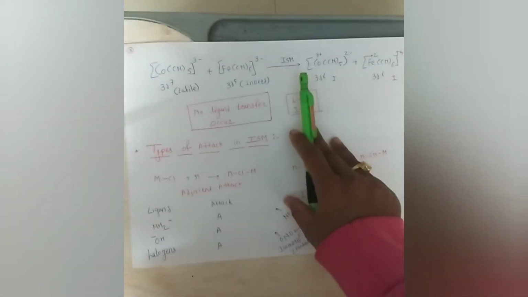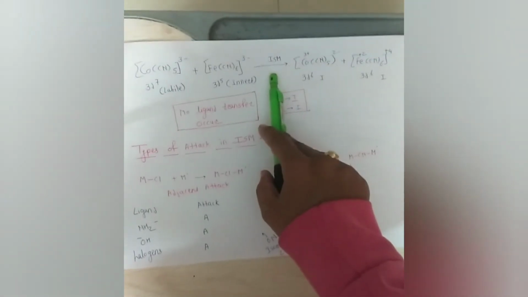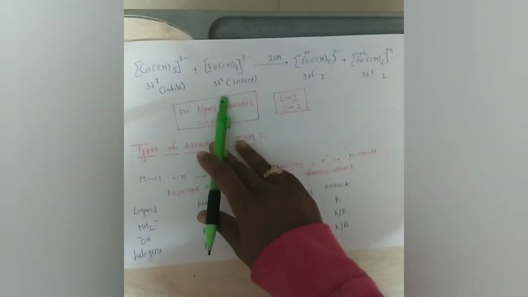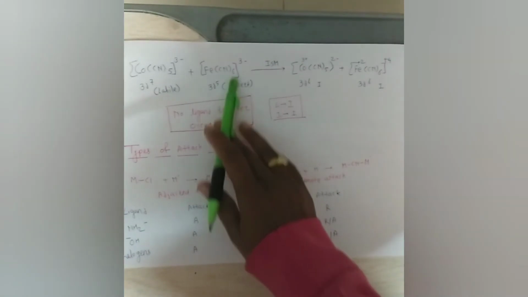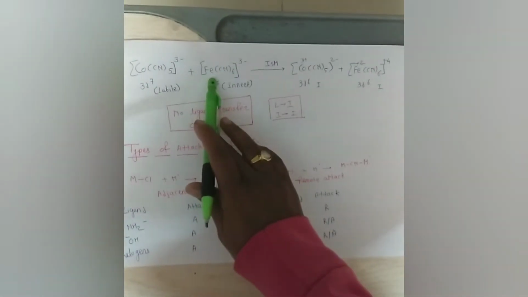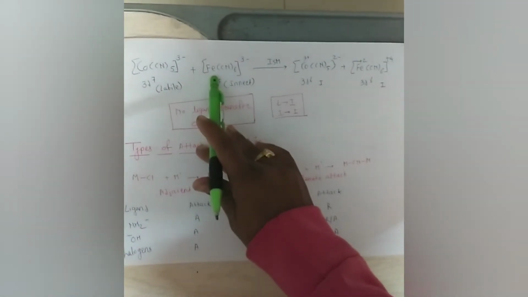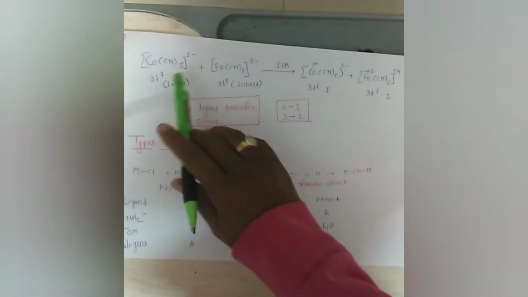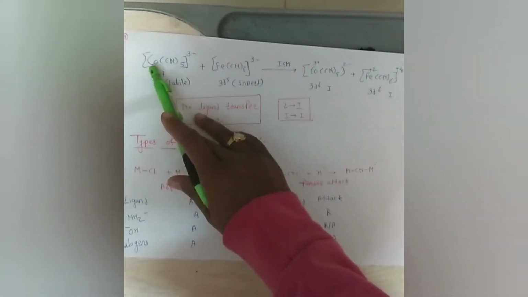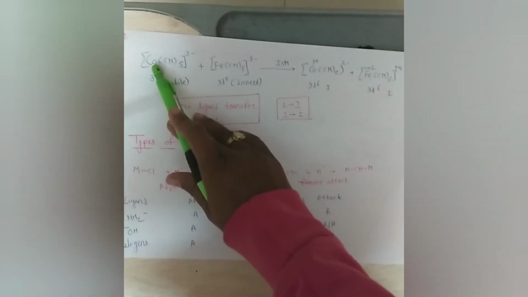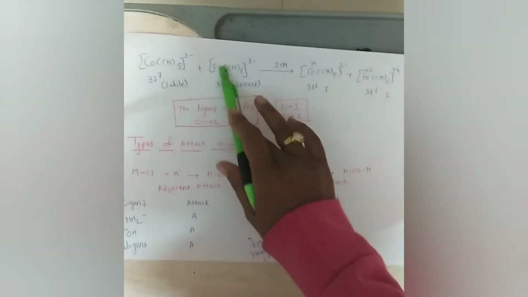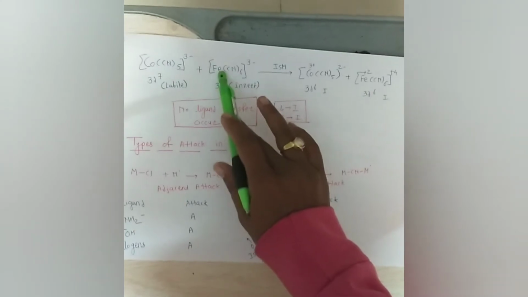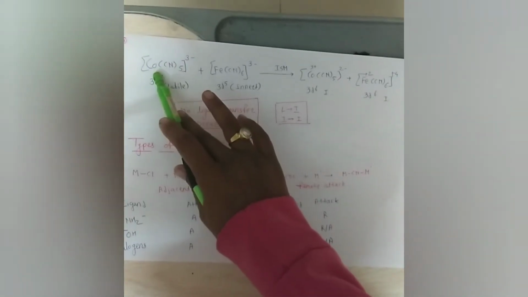Okay, so next is how the inner sphere mechanism occurs, or which type of inner sphere mechanism it is. See here, in this particular case Fe has the oxidation state +3 and cobalt has the oxidation state +2. Okay, so the electron is transferred from cobalt to iron because its oxidation state is +3 and the other's oxidation state is +2.